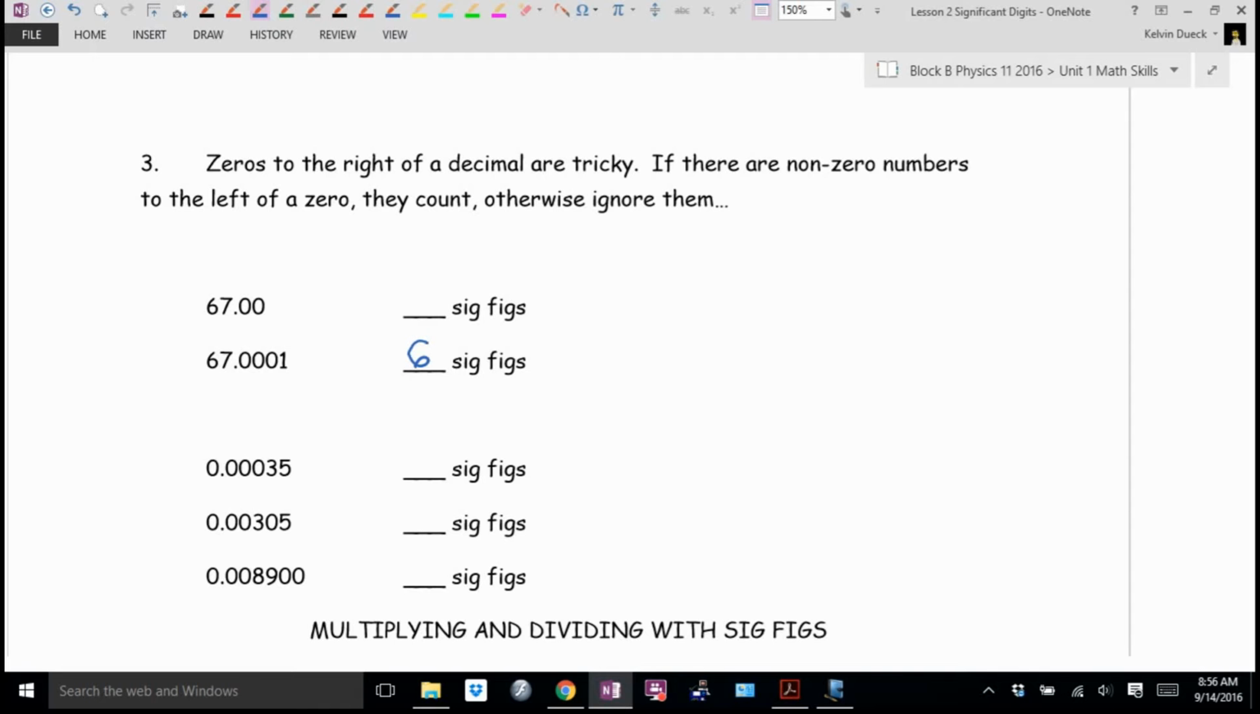The third one. How many sig figs? 2. The fourth one. How many sig figs? 3. The last one. How many sig figs? 4, because why would I have added those extra zeros on unless they were measured values?